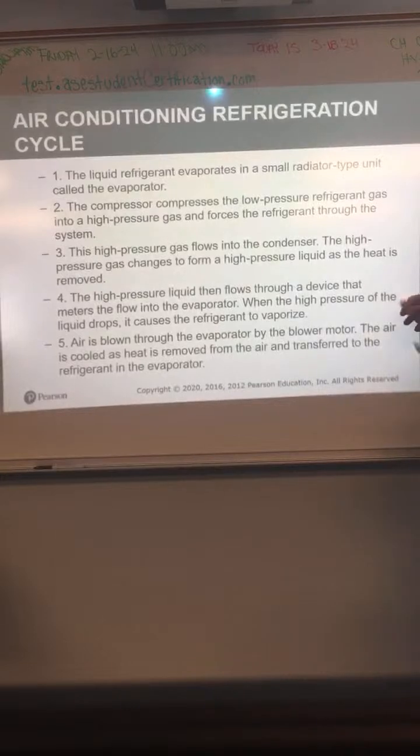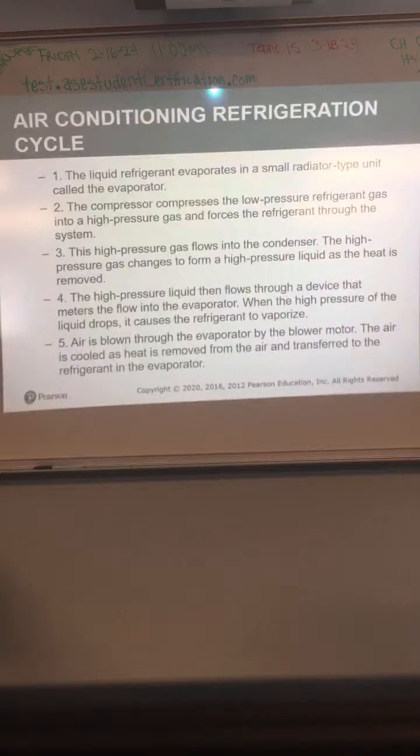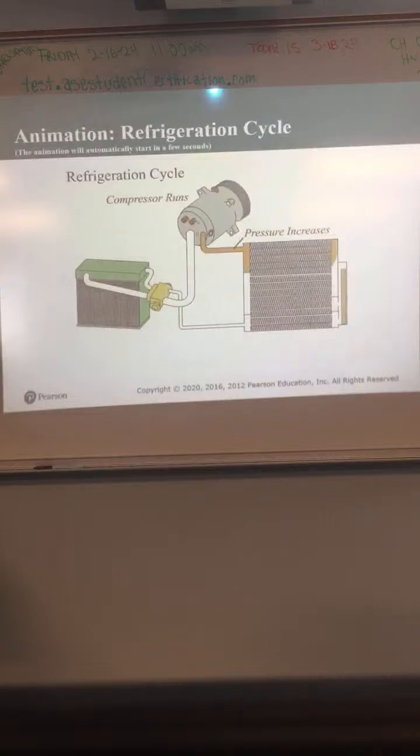High pressure liquid then flows through a device that meters the flow, whether it's a fixed orifice tube or a thermal expansion valve. When the pressure of the liquid drops, it causes the refrigerant to vaporize. Air is blown through the evaporator by the blower motor. The air is cooled as heat is removed from the outside air to the refrigerant in the evaporator. That is basically the cycle and how it works and what state the refrigerant is in at each point.